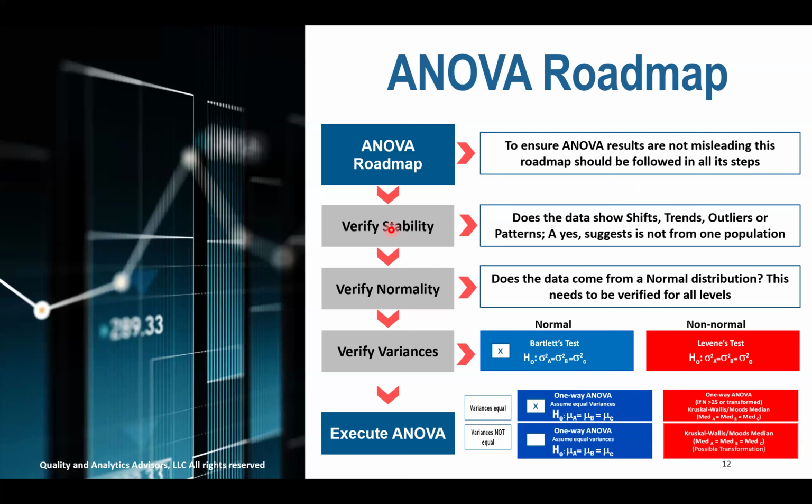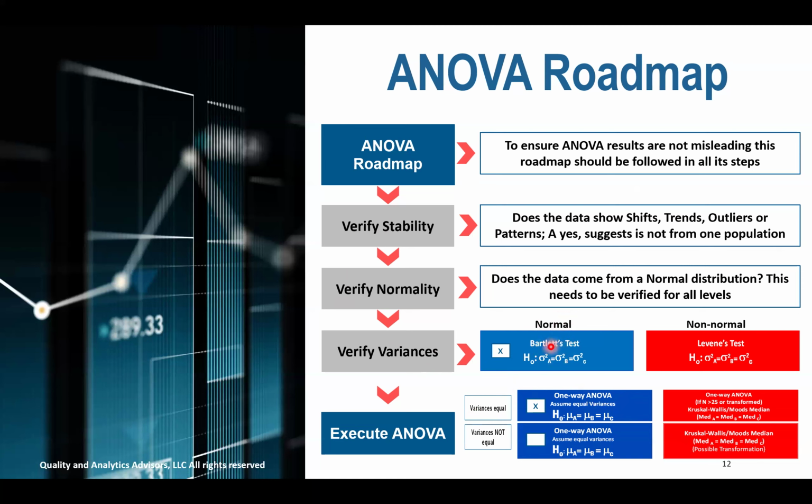Then I also mentioned that one of the assumptions in ANOVA is normality. So we want to verify through a probability plot or a normality test that the data follows the normal distribution. And the other step that we want to execute before running an ANOVA is to check the variances. If the variances are equal, then we can execute ANOVA, which is our example here today. We're going to see here that if the variances are equal, then we're going to execute the one-way ANOVA.